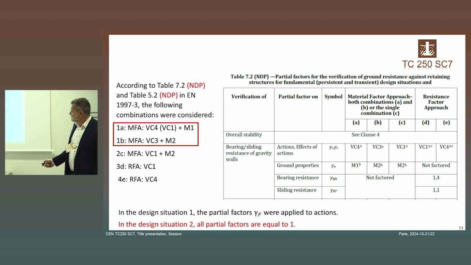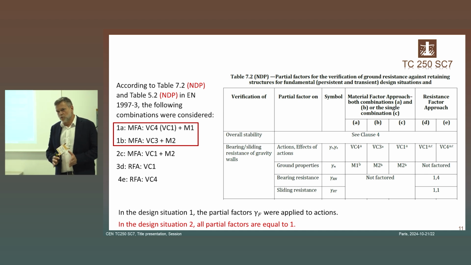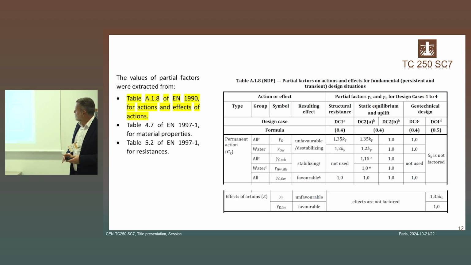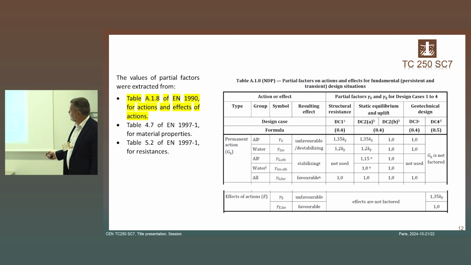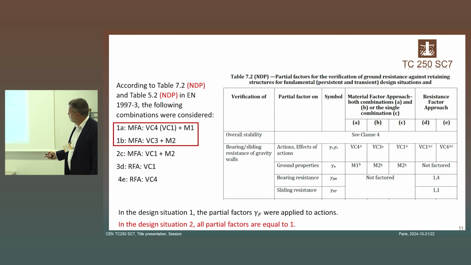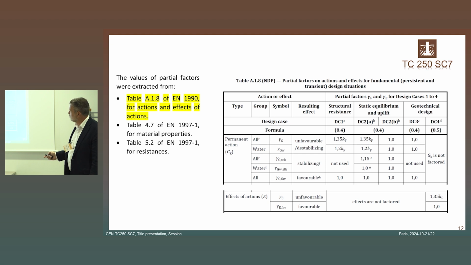So as I said before, design situation 1 is, say, the ordinary condition for the wall. We have to apply these partial factors. In design situation 2 there is an accidental action. We apply partial factors equal to 1. The partial factors were extracted from table A.1.8 of Eurocode 0, and these are reported over here. Basically they are different considering the combination that we have seen before, but I will be back on this in one moment.